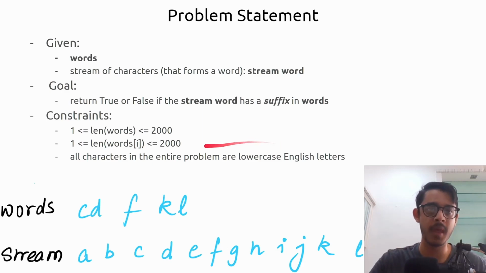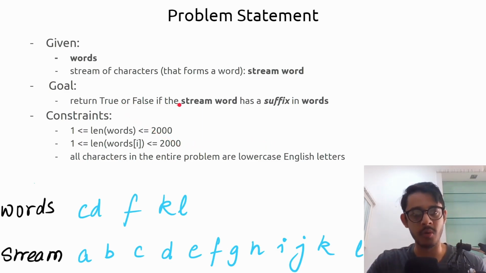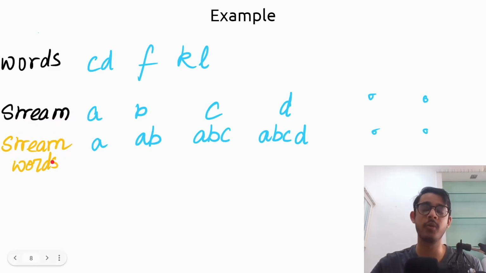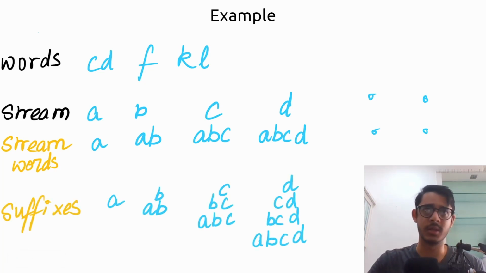All right, so we have the stream words right now with us. What next? Our goal was to return true or false if the stream word had a suffix inside of words. So let's go ahead and actually enumerate all of the suffixes inside each of these stream words. I'm not looking at the stream anymore, I'm looking at the stream words, and I want to know what all the suffixes are inside of each word. All right, let's go ahead and do that. So this is all we have.